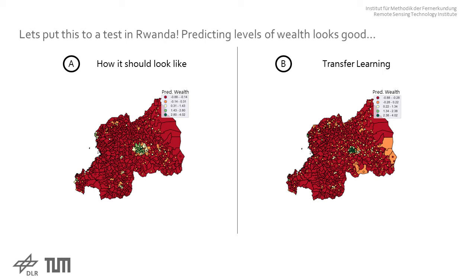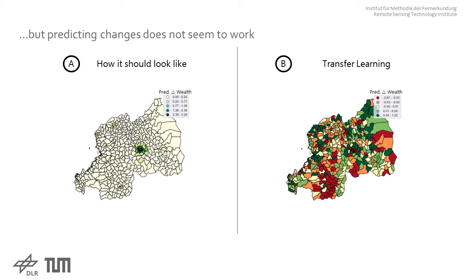But now if we set out to do a change mapping, so the differences over time in these local wealth indicators, we see on the left that based on nighttime light activity, we would think that wealth generally increases, especially around the center, around Kigali. Whereas this transfer learning strategy gives us a very scattered and not very consistent picture.